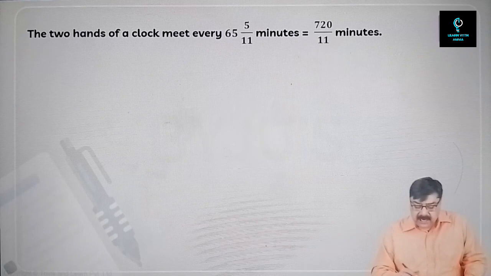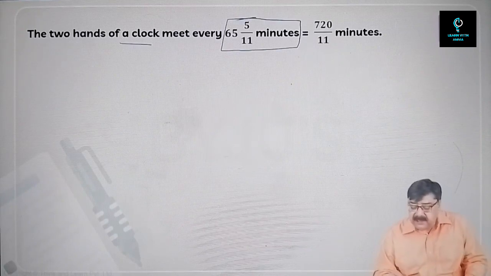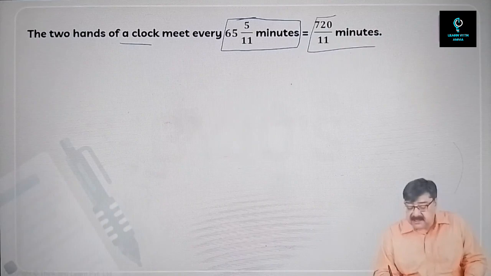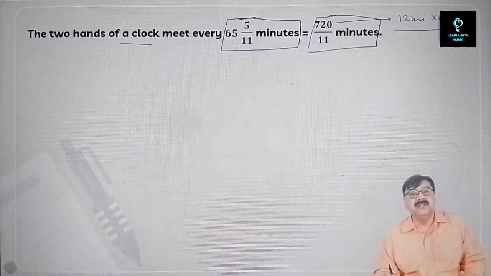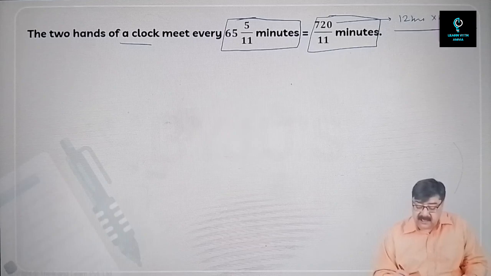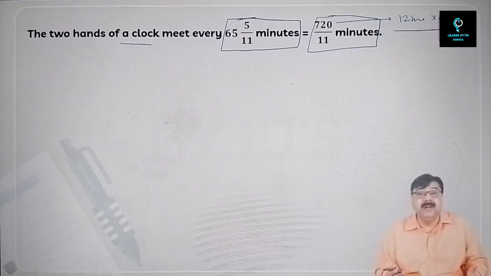Now we know that two hands of a clock meet every 65 5/11 minutes, which we discussed is equal to 720/11 minutes. What is this 720? There are 12 hours and each hour consists of 60 minutes. So hence 12 into 60 is 720. And the two hands of a clock coincide, or form a 0 degrees angle, 11 times during 12 hours.